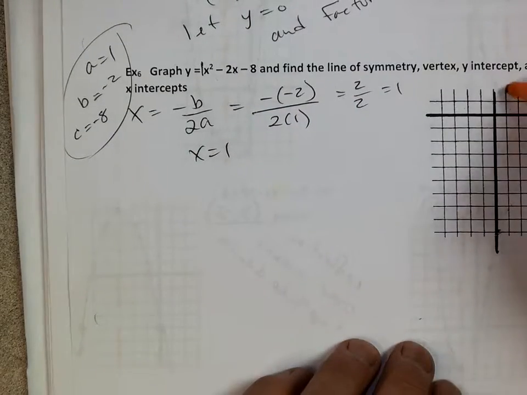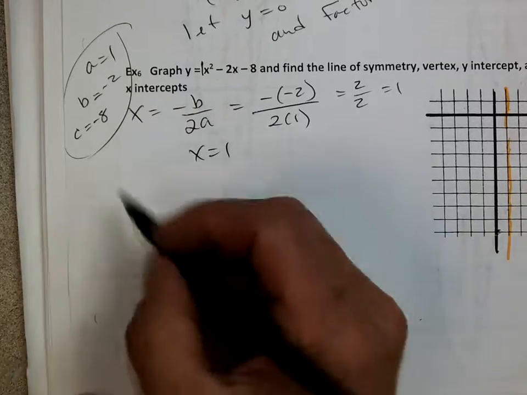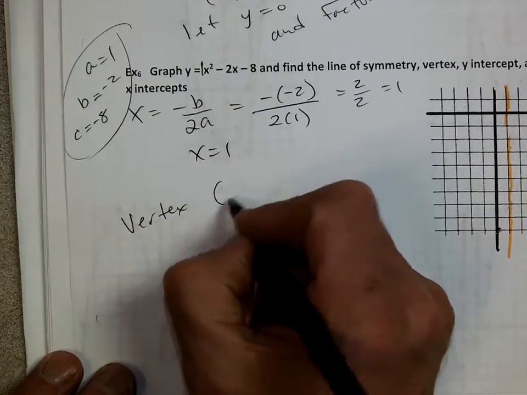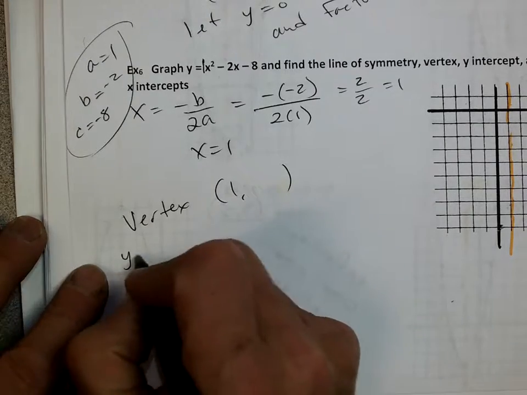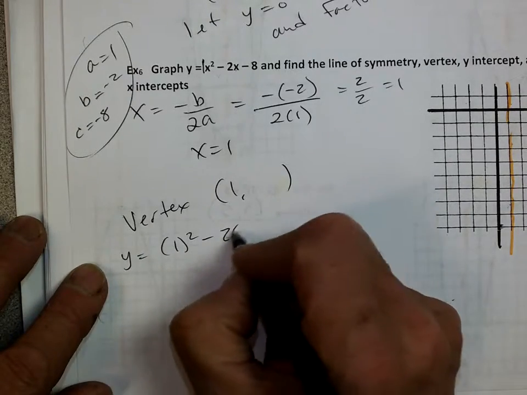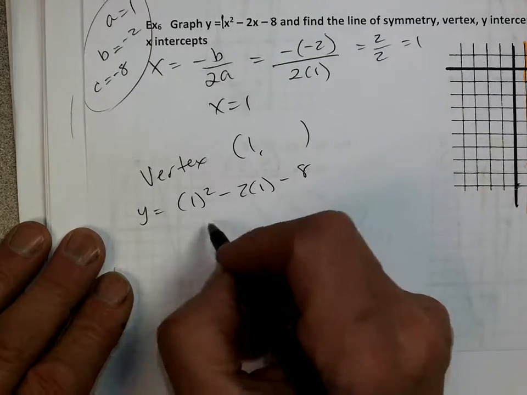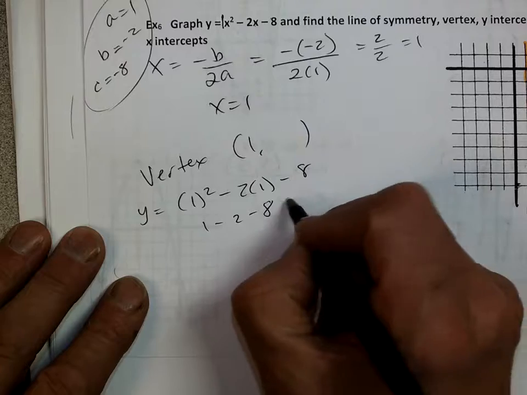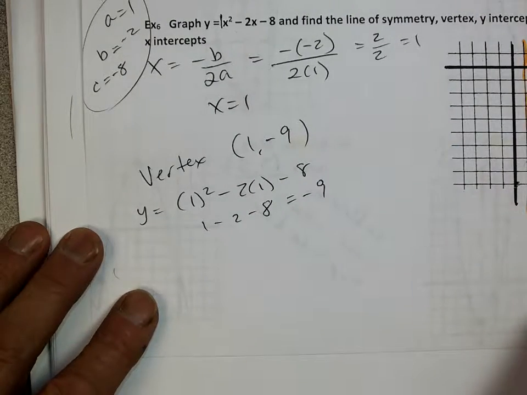We did this on our quiz on Friday, right? So then, if we need our vertex, we know our vertex is 1, something. To get the something, we plug the 1 into our original. So y equals 1 squared minus 2 times 1 minus 8, right? 1 minus 2 minus 8, which makes negative 9. So my vertex is at 1, negative 9.